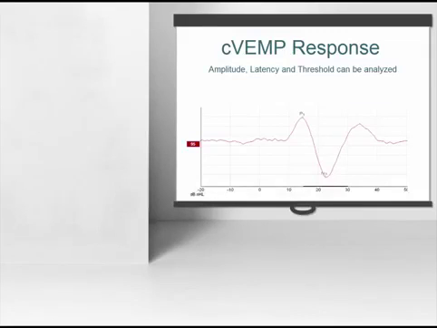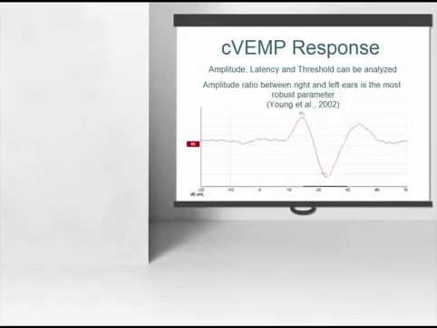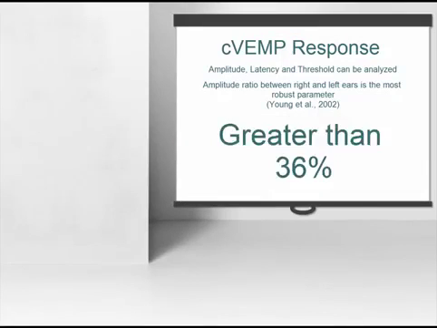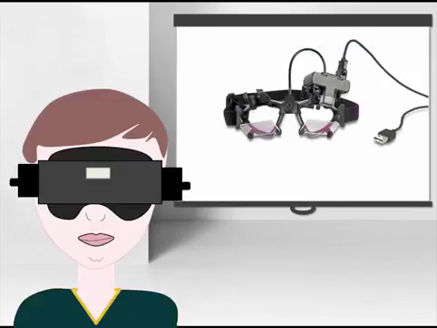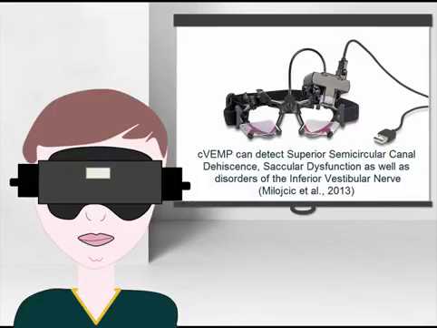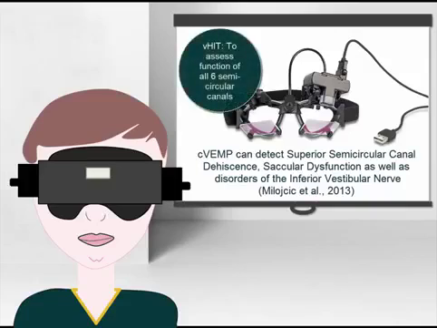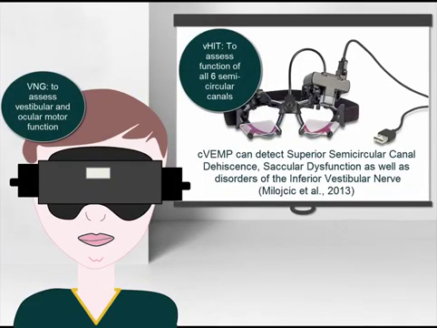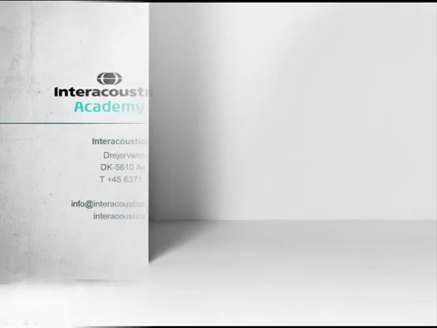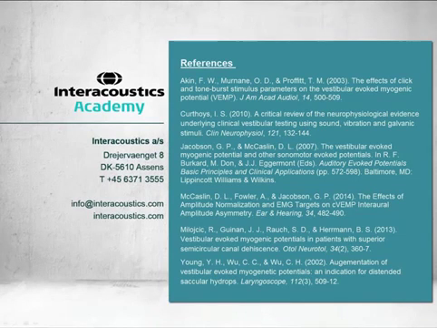The amplitude, latency, and threshold can all be measured and interpreted with the cVEMP. However, the most robust parameter to analyze is the amplitude ratio between right and left ears. It has been documented that a difference of 36% is indicative of dysfunction. Through combining the cVEMP with additional tests of vestibular function, clinicians can use the information from this test to assist in the diagnosis of disorders such as superior semicircular canal dehiscence, saccular dysfunction, as well as disorders of the inferior vestibular nerve. This concludes this quick guide video on cVEMP testing.